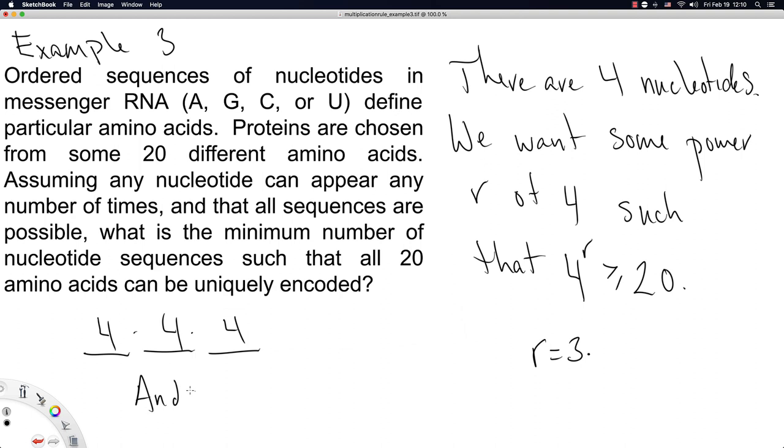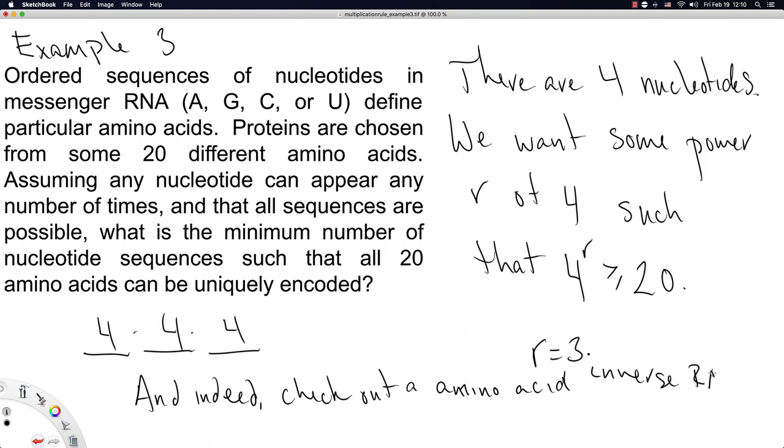And so I'm going to offer you this final remark. Indeed, check out an amino acid inverse RNA codon table. You will find in an inverse RNA codon table that all of the amino acids consist of exactly three nucleotides, but we have provided, through some sort of statistical theory, the justification for why the amino acids needed to be three nucleotides long. It turns out to be pretty simple logic once you understand the basics of the multiplication rule.